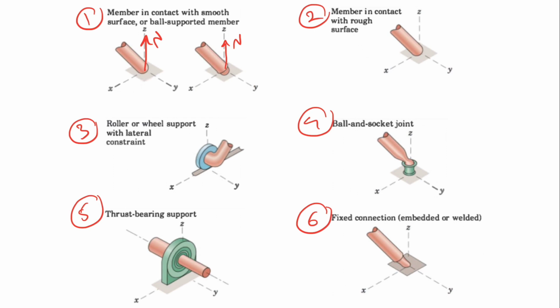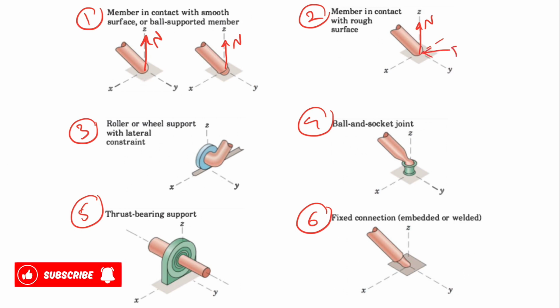Since there is no friction, the ball can freely move in X and Y direction, which means there is no constraint. And same here, we will have only a normal force that would be normal to the surface and directed toward the member. The second we have is the member that is in contact with rough surface.